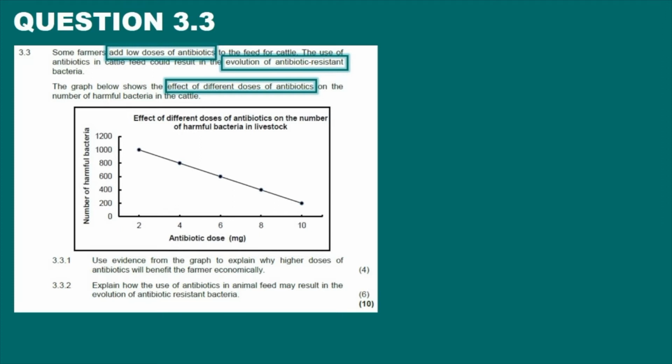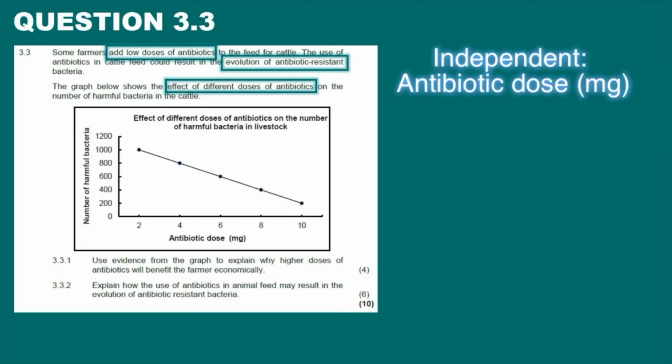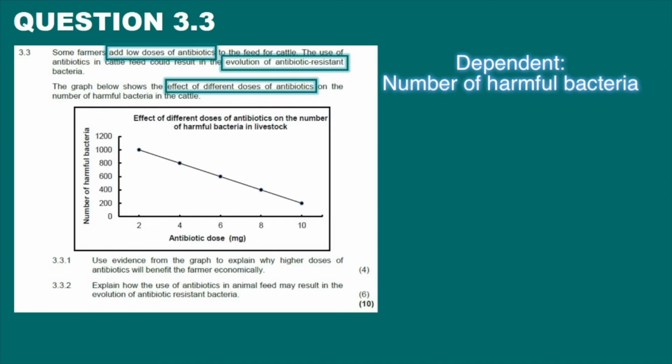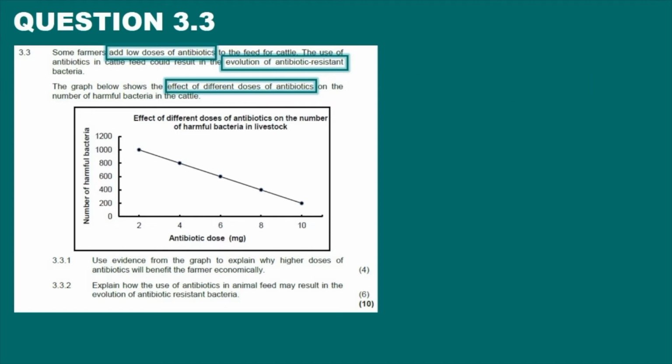In this heading, they mention your dependent and your independent variable. The different doses of antibiotics will be your independent variable, because that's the amount of antibiotics in milligrams that the farmer chose to add to the feed of the cattle. What is measured in this graph is my dependent variable, and that is the number of harmful bacteria, not just bacteria. On your y-axis you will notice the number of harmful bacteria, and on your x-axis the antibiotic doses in milligrams.